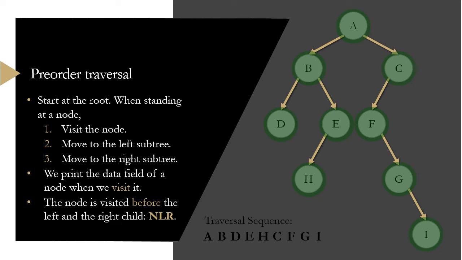We have done everything for G, move back. We have completed all steps for F, move back. We have completed all steps for C, move back. We have completed all steps for A. The traversal is complete. At the bottom of the slide, you see the traversal sequence generated by pre-order traversal.